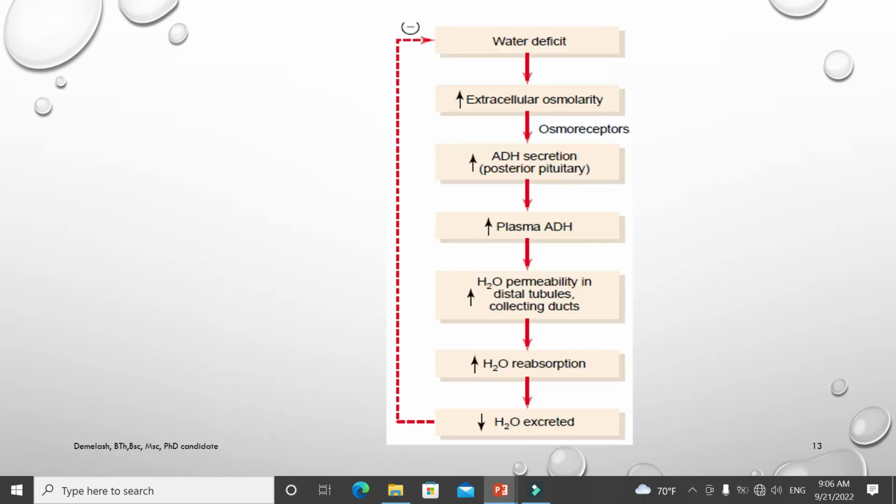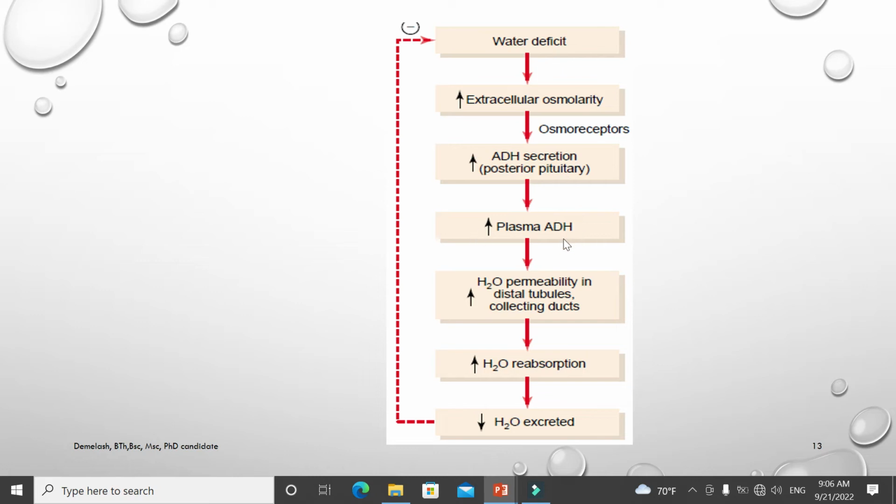Okay. So let's say a water deficit occurs in our body. If there is a water deficit, this leads to an extracellular osmolarity increase. Then this will be sensed by osmoreceptors found in the hypothalamus. Then ADH will be secreted from the posterior pituitary gland. ADH secretion will be increased.